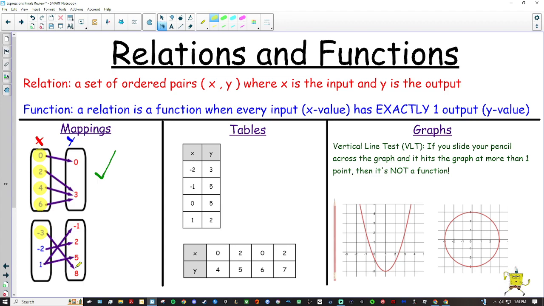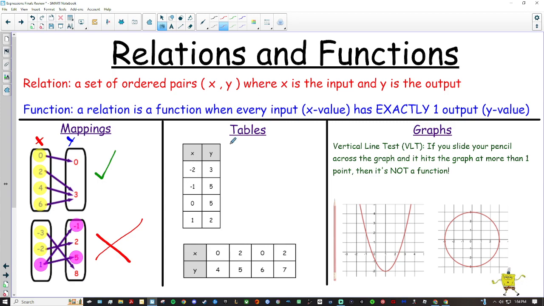Now, if we take a look at the second one, -3 has one output, 8. -2 has one output, 2. However, 1 has two outputs. It has -1 and it has 5. Because this mapping shows an input, 1, having two different outputs, a -1 and a 5, this fails. So this is not a function.